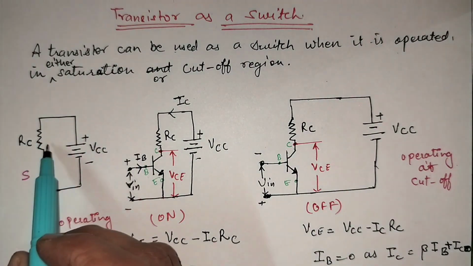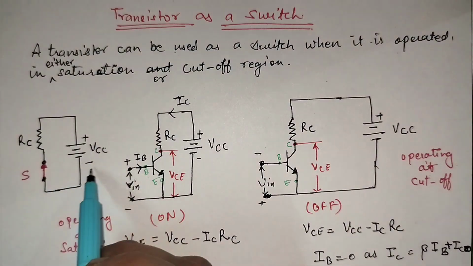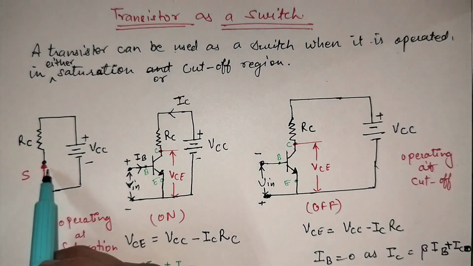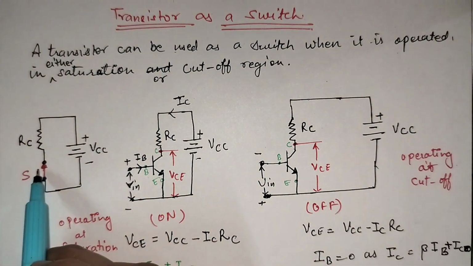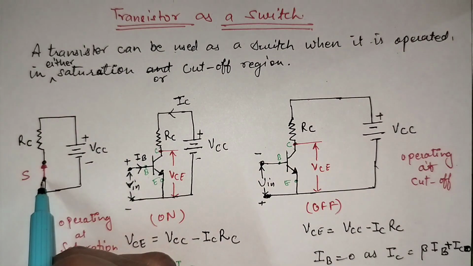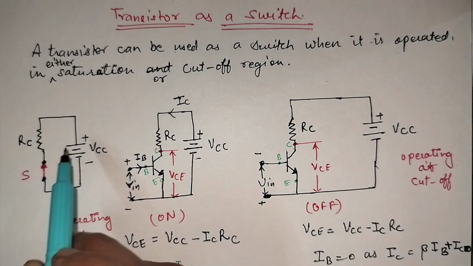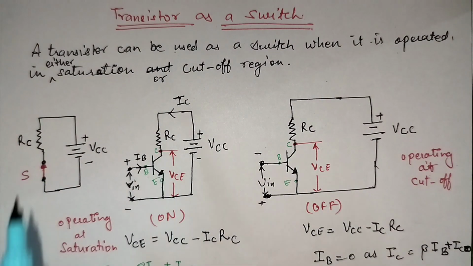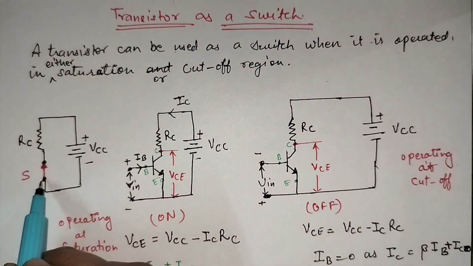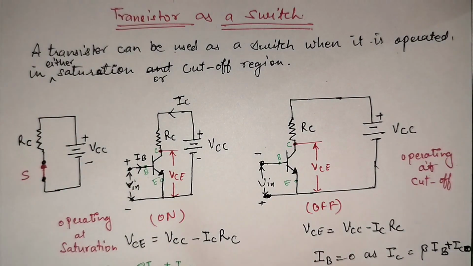Now we can see it here. When a load resistor RC is connected across a battery VCC through this manual switch, and the switch is closed, a current will flow through this RC, and when the switch is open, there will be no current in the RC. Now we will replace this switch with a transistor. Now this transistor will work as a switch.